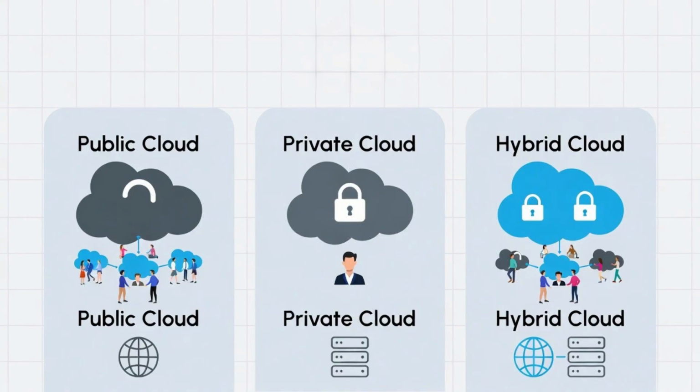A private cloud is used within a specific organization. It operates behind a firewall and is maintained within the organization's own environment. A hybrid cloud is a combination of both public and private clouds. Many organizations believe this approach provides the best balance for cost optimization and system flexibility.